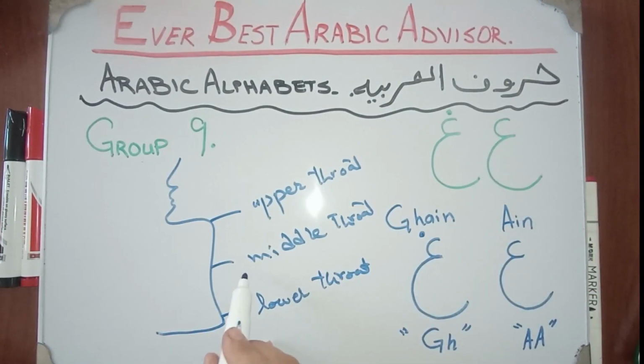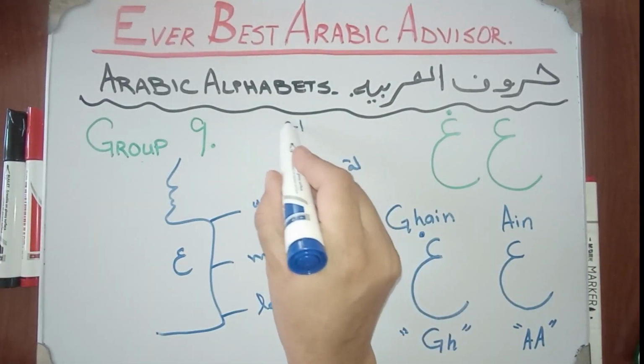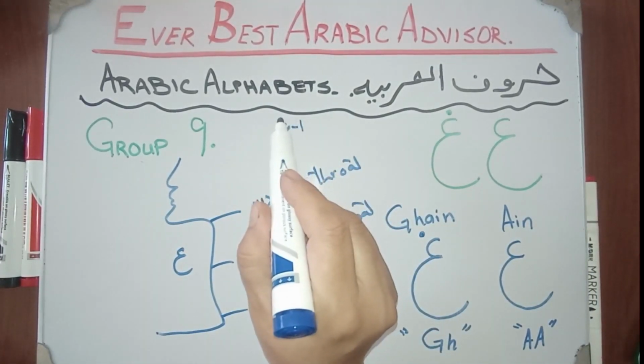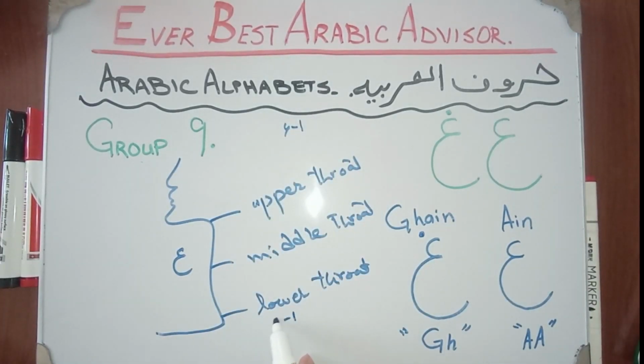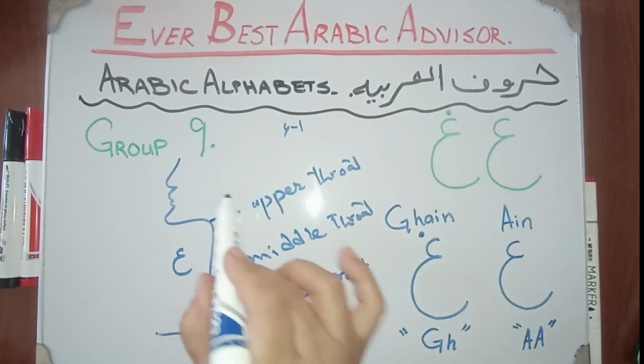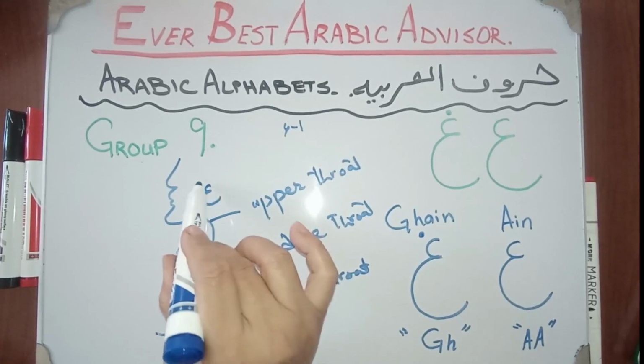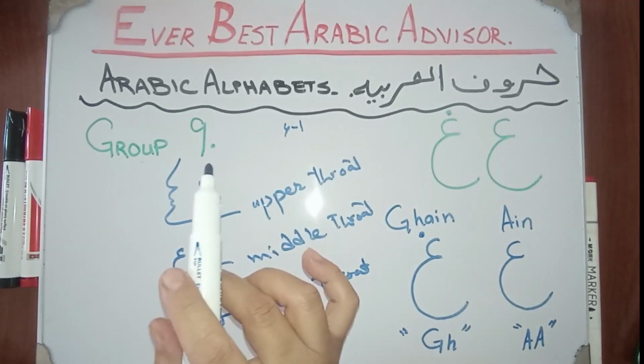Ain is pronounced from the middle of the throat. Ain is a soft and slightly round sound, whereas Hamza and Alif are just straight sounds. They come from the lower throat. Hamza and Alif are pronounced from the lower throat, and Ain from the middle throat. And for Ghain, it is your upper throat where you make a proper resistance.